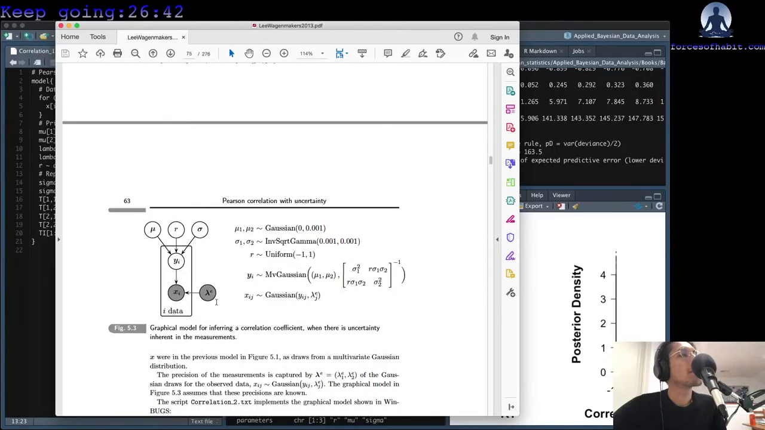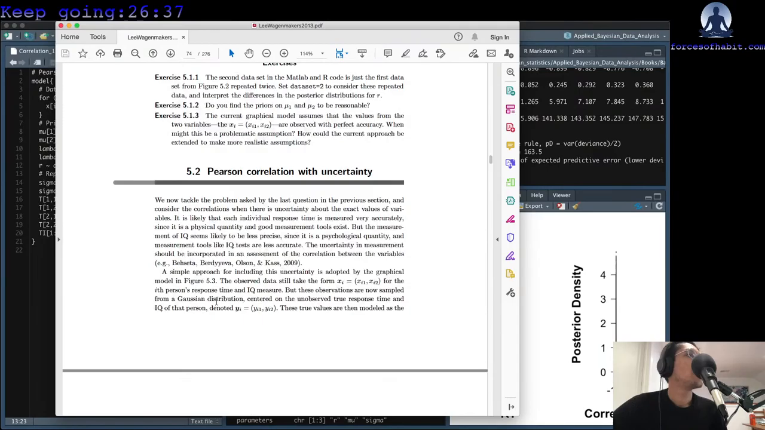Nice. Let's see what it says. It's likely that each individual response time is measured very accurately, since the physical quantity and good measurement tools exist. Right, so we have pressing a key down to a science. But like before, IQ can be less precise, a psychological quantity. So we want to account for this uncertainty here in the assessment of the correlation.